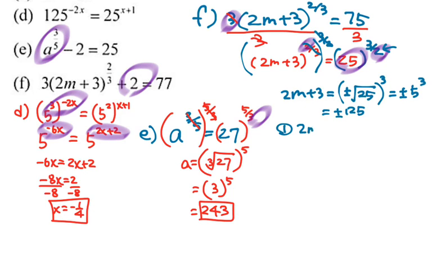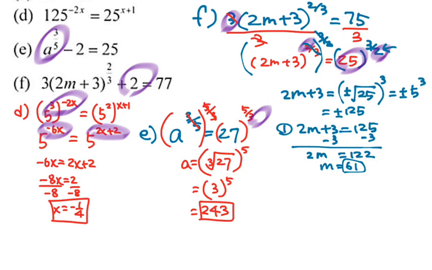What if the first case is 2m plus 3 is equal to positive 125? Then subtracting 3 from both sides, as you can see, 2m must be equal to 122. Then how do you find the value of m? By dividing it by 2, we get 61 as one of our answers.